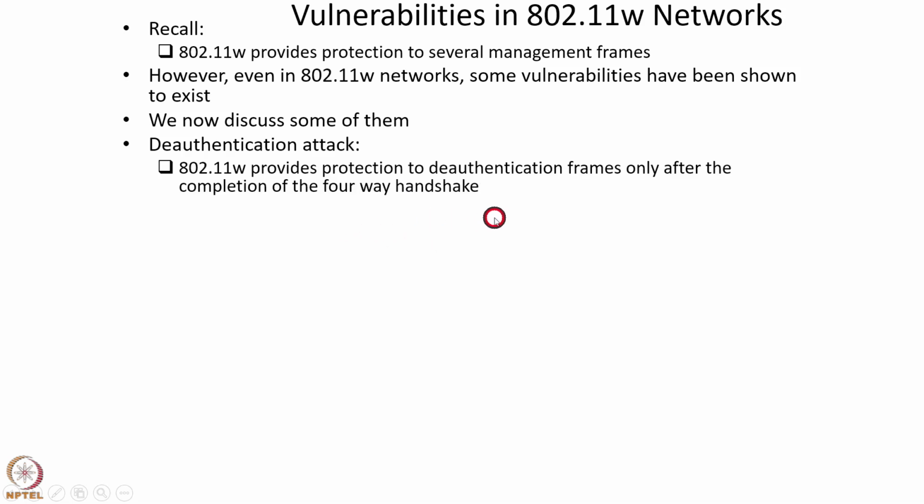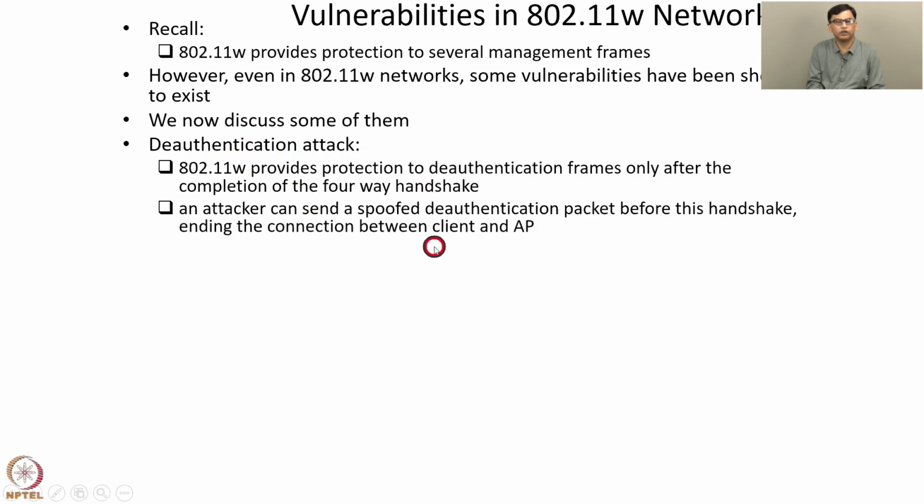802.11w provides protection to deauthentication frames only after the completion of the four-way handshake. So that's because before the four-way handshake, the client and access point don't have any secret keys using which the deauthentication frames can be protected. So because of this, 802.11w only provides protection to deauthentication frames after the completion of the four-way handshake. So because of this, an attacker can send a spoofed deauthentication packet before the four-way handshake has completed. So this will end the connection between the client and the access point.